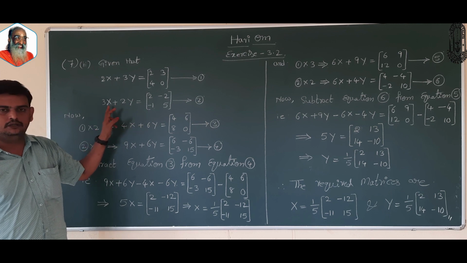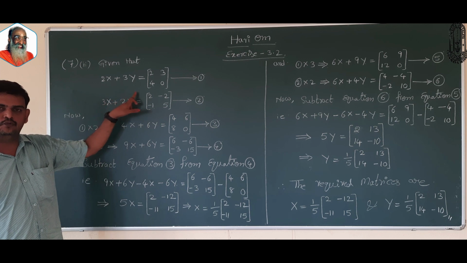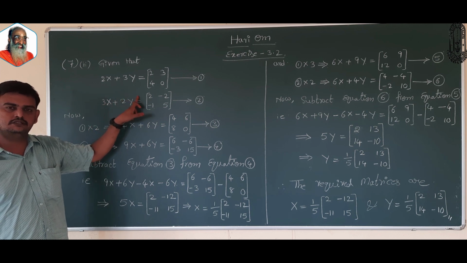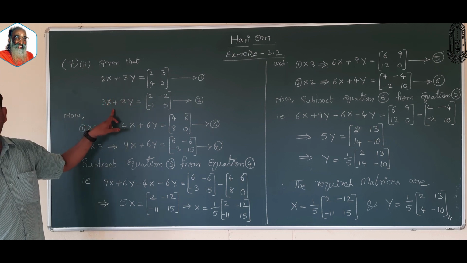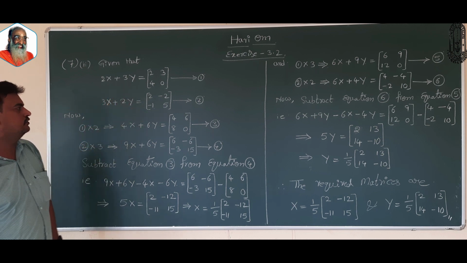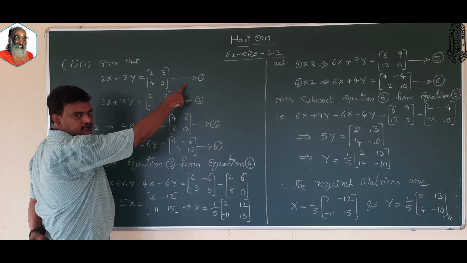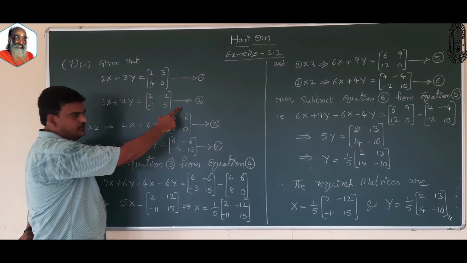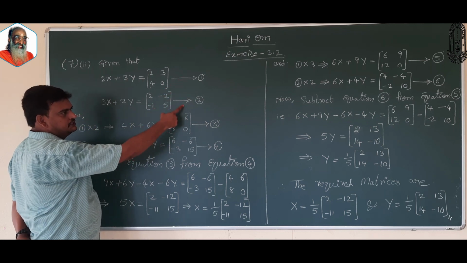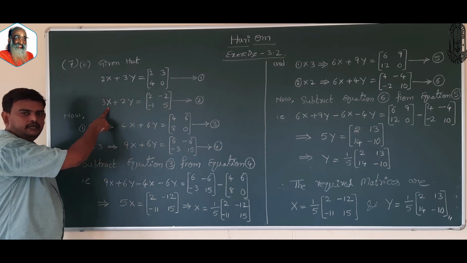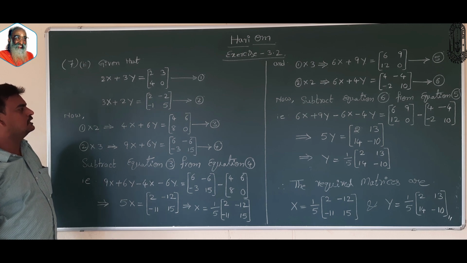As we know, capital letters always denote matrices. Here X and Y are capital letters, which means they are matrices. Now we are going to find the matrix X and the matrix Y. We take the first condition as equation number 1 and the second condition as equation number 2. By simplifying these two equations, we will find X and Y.